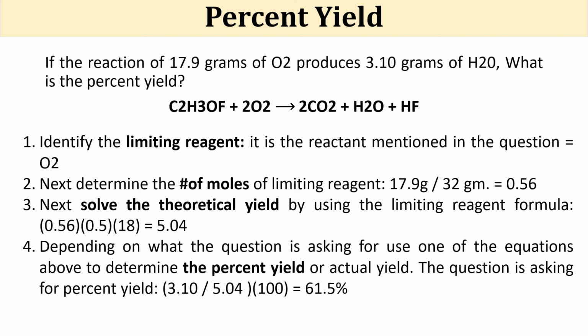Depending on what the question is asking for, use one of the equations above to determine the percentage yield or actual yield. In this case, the question is asking you to find out the percentage yield. So you're going to divide actual yield, which is 3.10 grams of H2O, over the theoretical yield, which we calculated as 5.04, times 100. In this case, the percentage yield is equal to 61.5%.